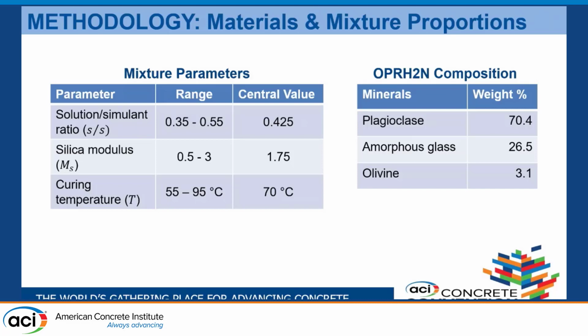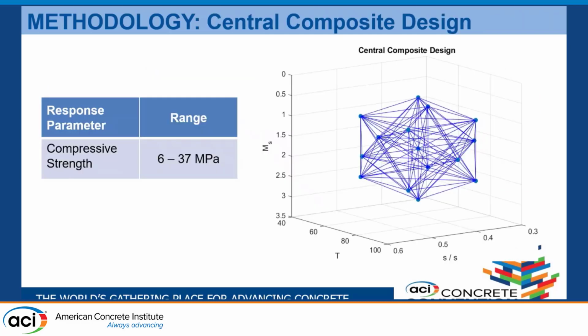On my right side, this shows the OPRH2N composition, which is my lunar regolith, used as a precursor for the geopolymer. It shows plagioclase has a composition of 70.4% by weight, amorphous glass is 26.5%, and olivine is 3.1%. OPRH2N is a lunar simulant produced by Off Planet Research, which is a high-performing simulant. That's the consideration for using this specific lunar simulant.